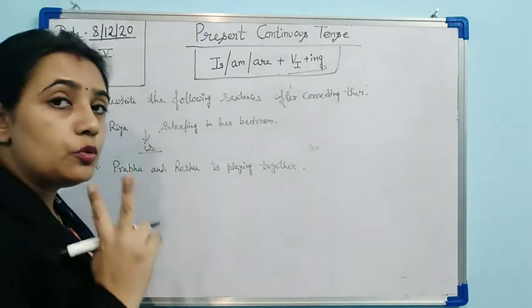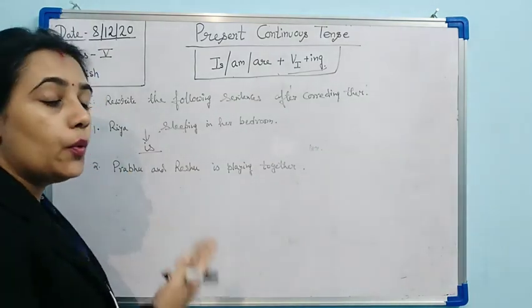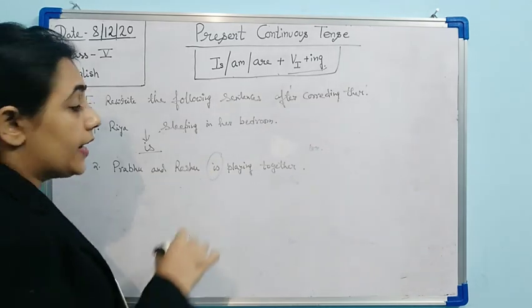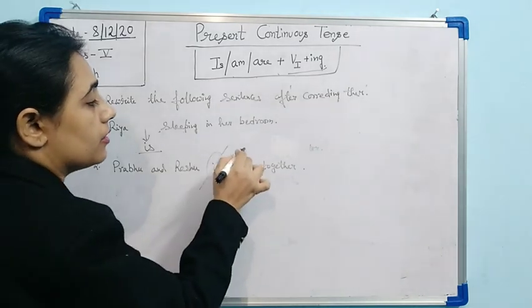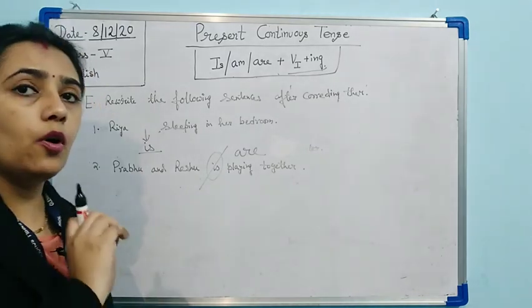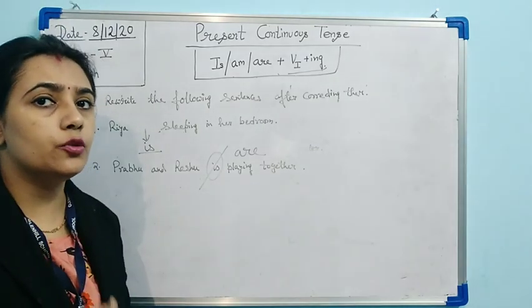Prabhu and Reshu, two names are given there. So how can it be is? Instead of is, we will write are. So this is very easy. I hope all the things are clear to you now.